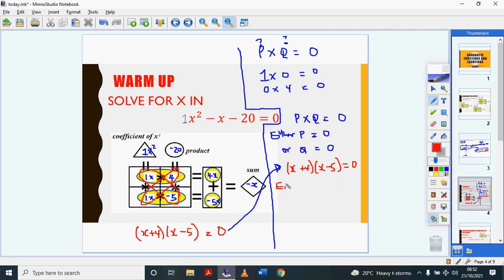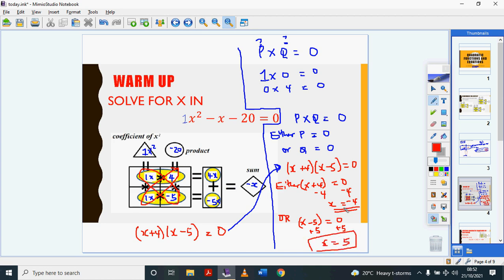I will say either x plus 4 is equal to 0, right? And if x plus 4 is equal to 0, then I can subtract 4 from both sides and I'll get x is equal to negative 4, right? That's one of the options. The other option is x minus 5 is equal to 0, and if x minus 5 is equal to 0, I add 5 to both sides and I'll get x is equal to 5.